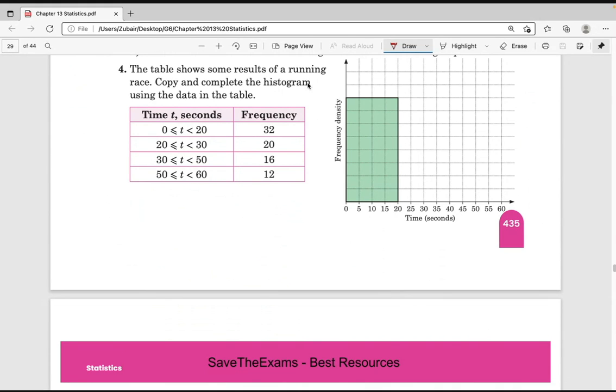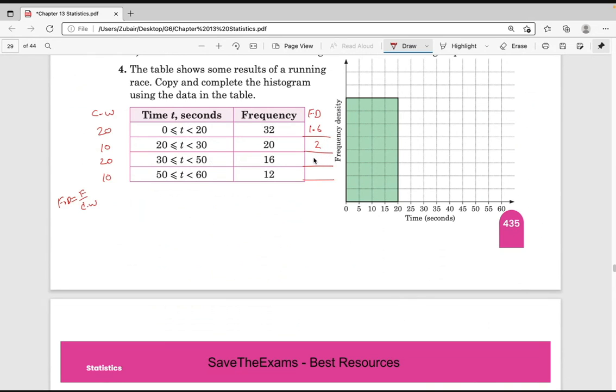The table shows some results of a running race. Copy and complete the histogram using the data. We have to draw the frequency density. This is the frequency density which we have to plot. These are the class widths: 20, then the second class is 10, then 20, then 10. Frequency density is frequency divided by class width. 32 divided by 20 is 1.6. And then 1.2, then it's 2.